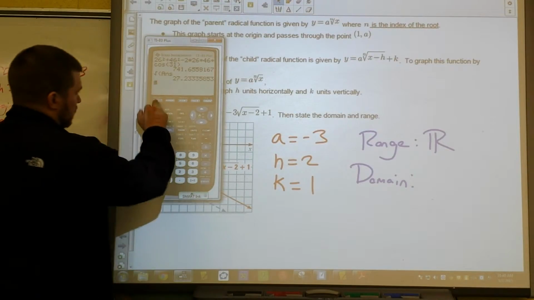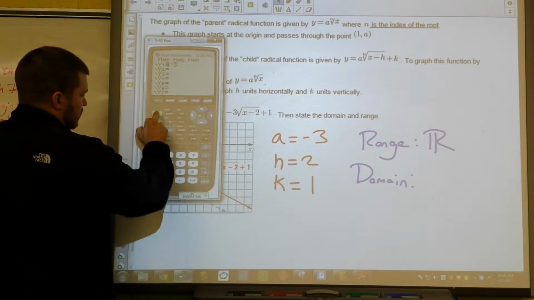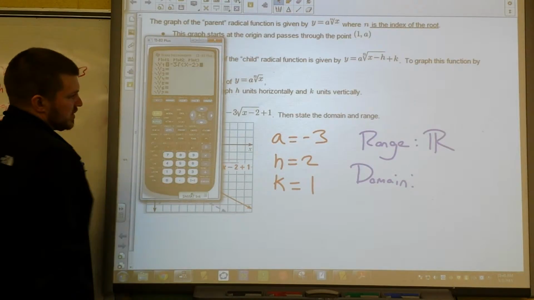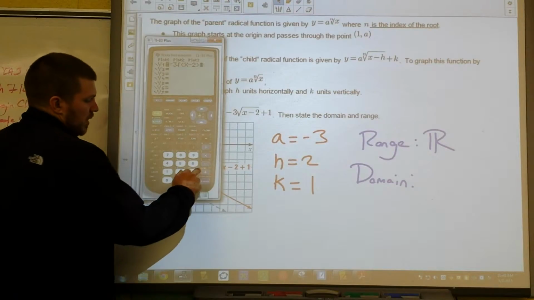I'm going to go to my table and look at the x values. If you have anything else in there, clear it out. So y equals negative 3 square root of x minus 2 is all underneath the radical, so it needs to be inside parentheses. And when you're done with the minus 2, be sure you close it up. That's very important. Then plus 1.